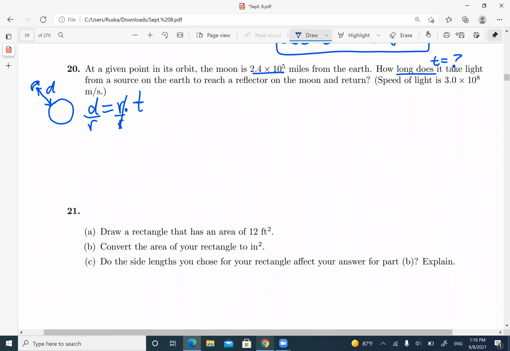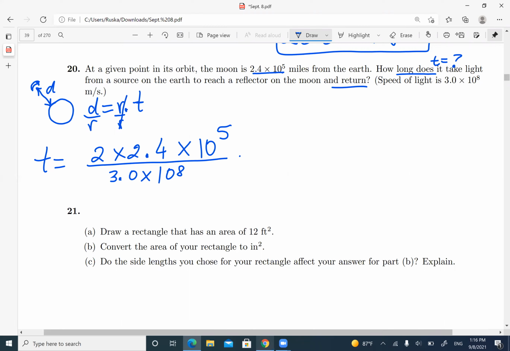So now what is the distance? The distance one way though, because it says how long it takes the light from a source of the Earth to reach a reflector on the moon and return. So that means you're going to have two distances, right? So it's going to be the distance, which is 2 times 2.4 times 10 to the 5th. I'm going to divide it by the speed of the light, which is 3.0 times 10 to the 8th.